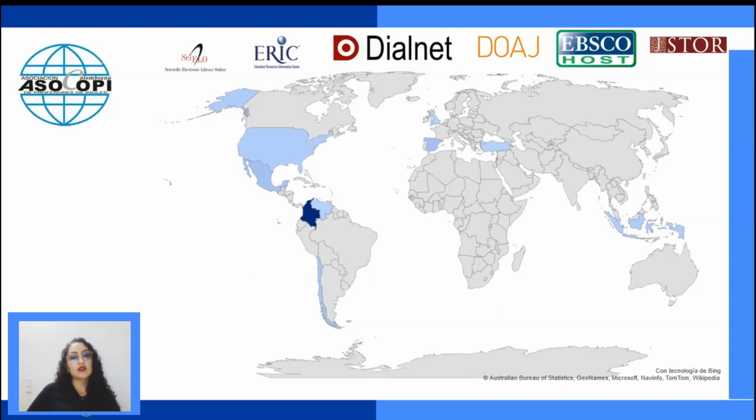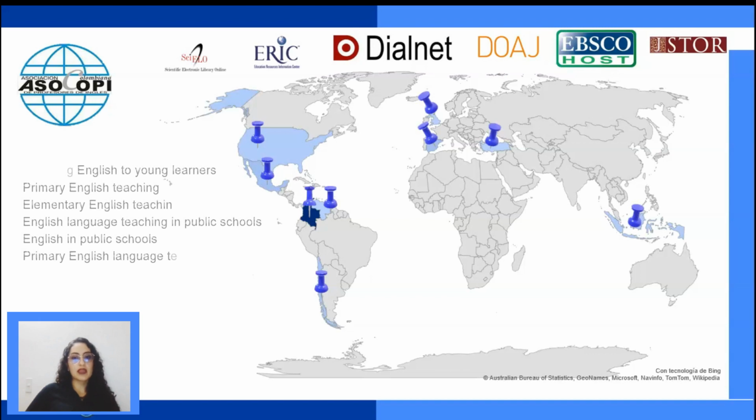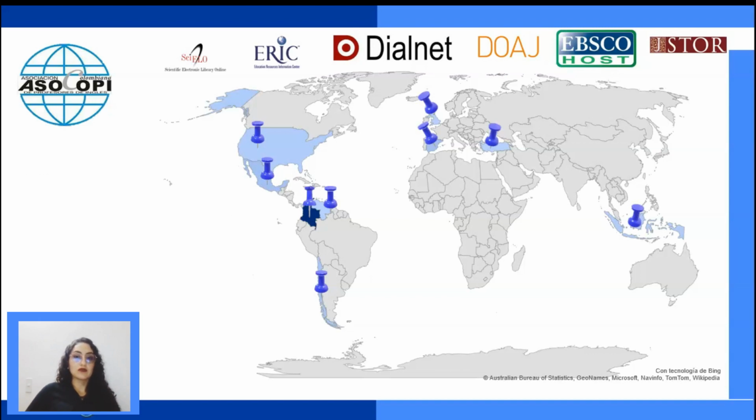I reviewed in total 32 documents from Colombia, 4 from Spain, 4 from Mexico, 2 from Indonesia, 1 from Turkey, 3 from Chile, 1 from Venezuela, 2 from the United States, and 2 from the United Kingdom. The keywords that I used for conducting this exploration were teaching English to young learners, primary English teaching, elementary English teaching, English language teaching in public schools, English in public schools, among others.